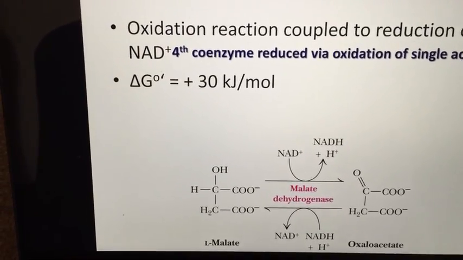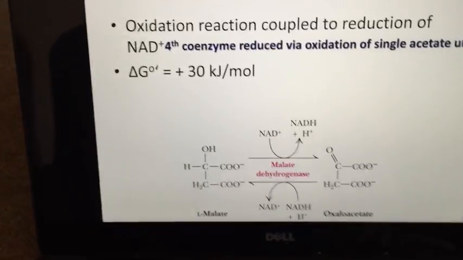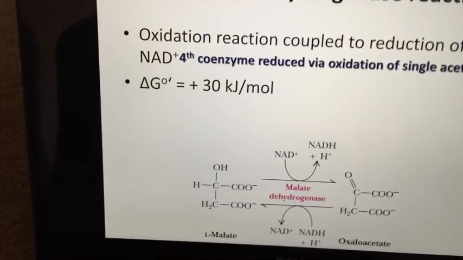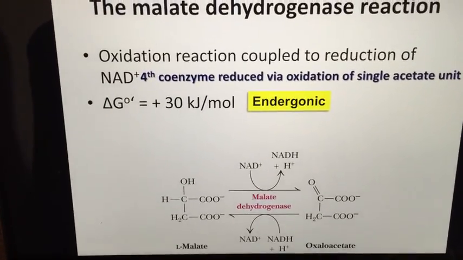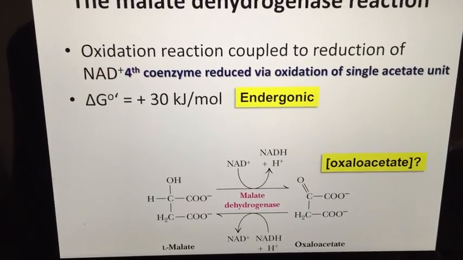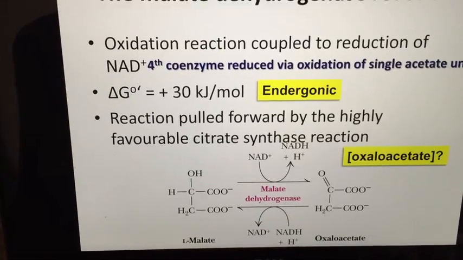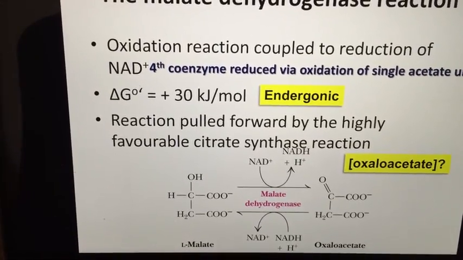And now we see here that the delta G standard is around positive 30 kilojoules per mole. We saw this already. This reaction is not very spontaneous. It is in fact endergonic on its own, telling us that the concentration of oxaloacetate in the mitochondrion is very low. The reaction, however, can be pulled forward by the highly favorable citrate synthase reaction.